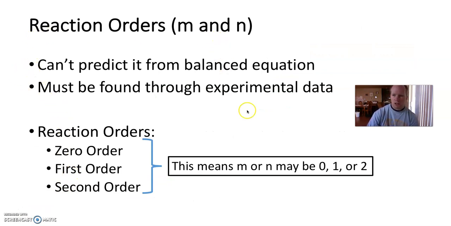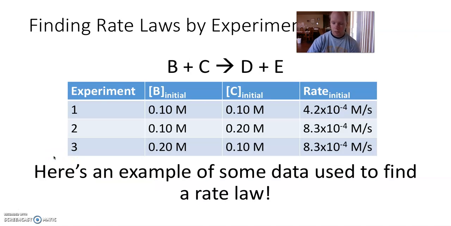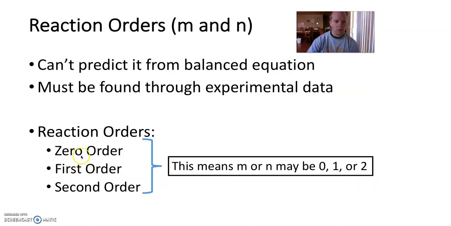All right, so reaction orders, M and N, okay? You can't predict it from a balanced equation. So I can't just look at a reaction and go, oh, here's what M and N is. We have to have experimental data. And then we have reaction orders, right? We have 0, first, and second. Sometimes you might hear or see 0th order. Oh, sorry about that, 0th order. That's just a weird thing. Okay, but that means M or N can be 0, 1, or 2. That's basically your 3 choices.